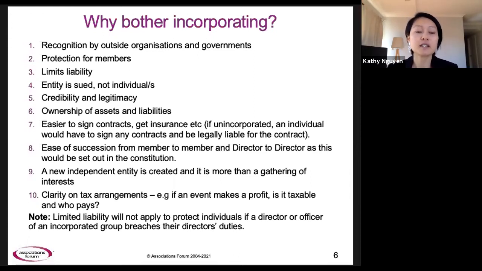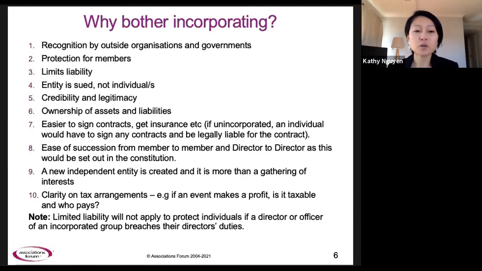But the main one, I think, is the limiting of liability of the individuals involved. Yeah, so as I mentioned, the main benefit is the protection for the individuals involved, because if something goes wrong, it's the entity that is sued and not the individuals. And I'll get back to that, but some other benefits include credibility and legitimacy, ownership of assets and liabilities, easier to sign contracts, ease of succession, because you have different members at any point in time, as well as different board of directors, etc. A new independent entity is created and it is more than a gathering of interest. There's also clarity on tax arrangements.